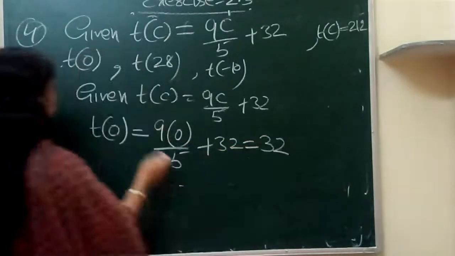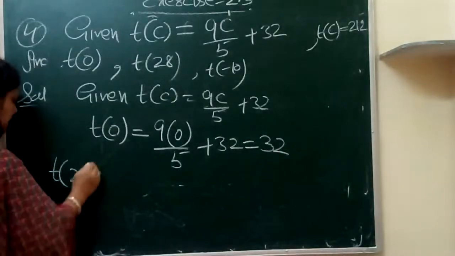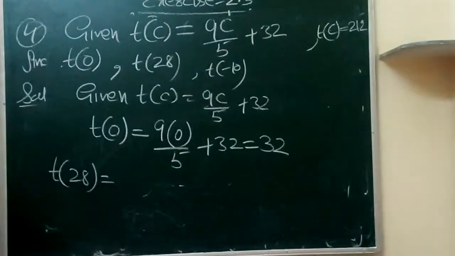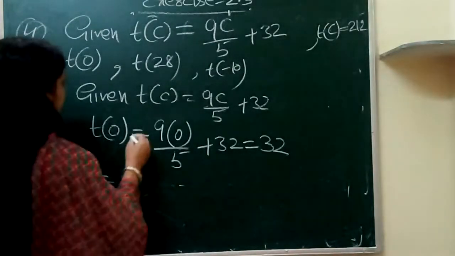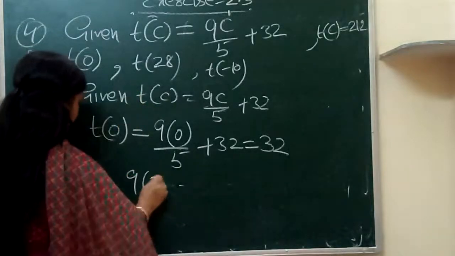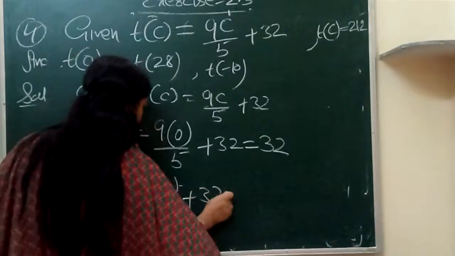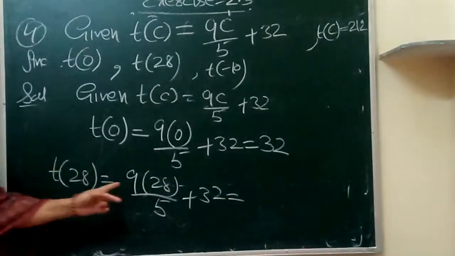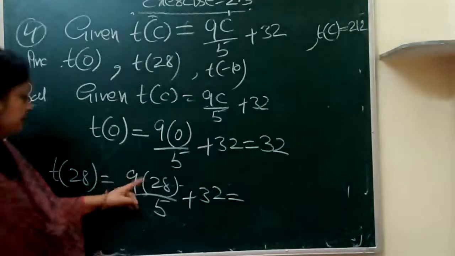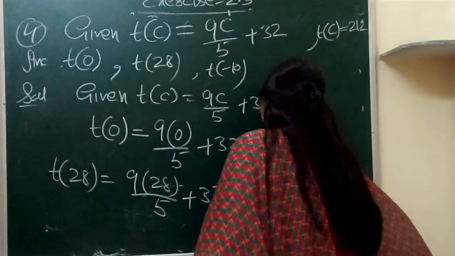Similarly here, the second part is t28. Now we have to find out t28. In t28 the value is 9 into 28 upon 5 plus 32. Now let us solve this. After multiplying 28 into 9, it will come 252 upon 5 plus 32.